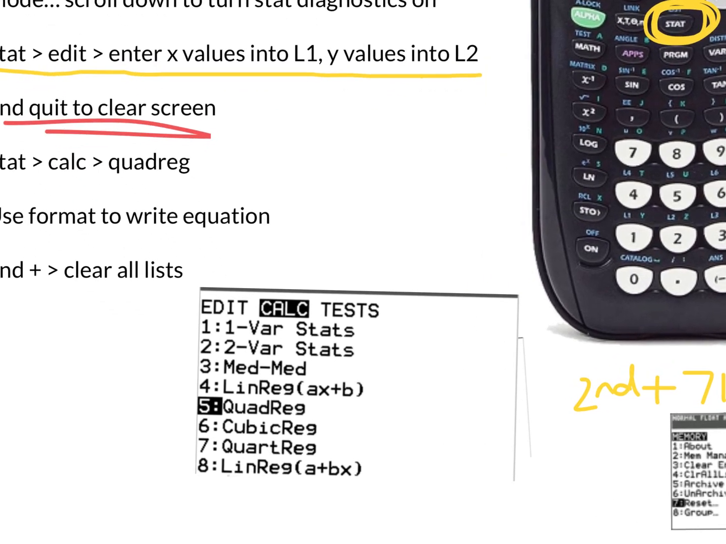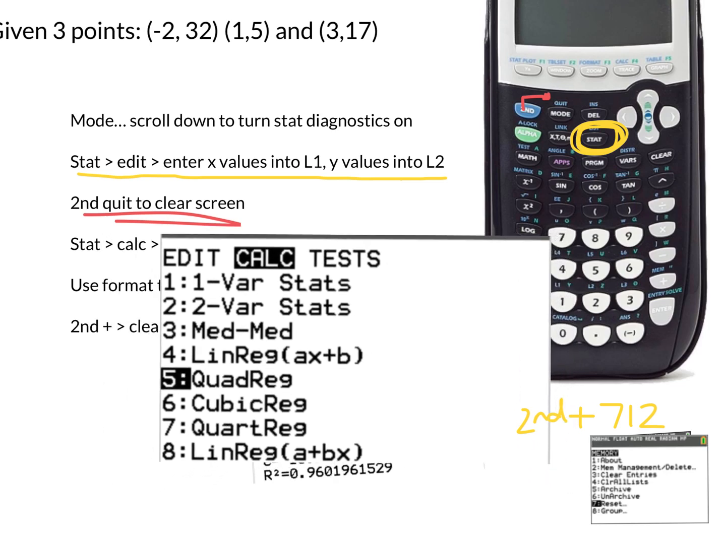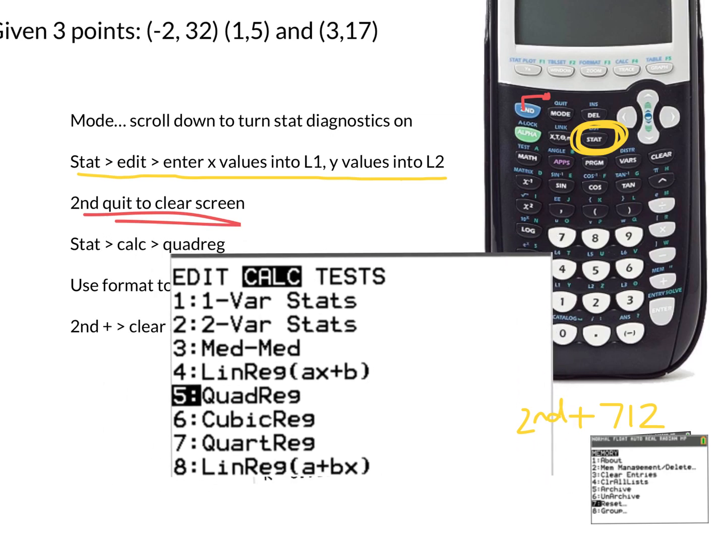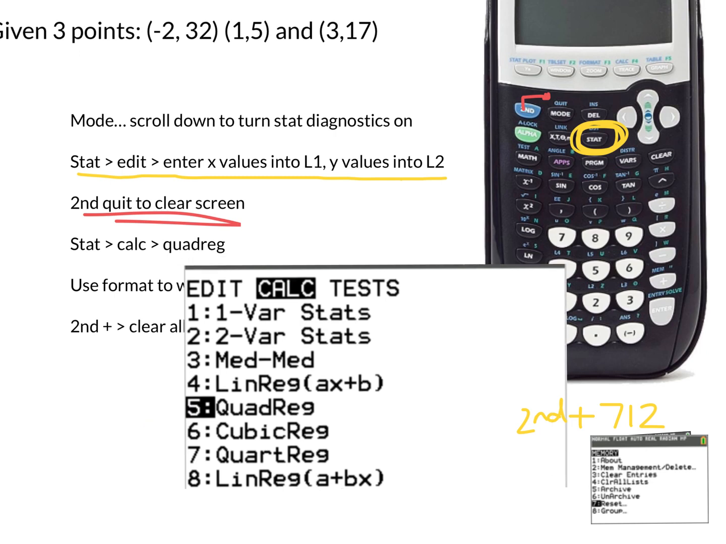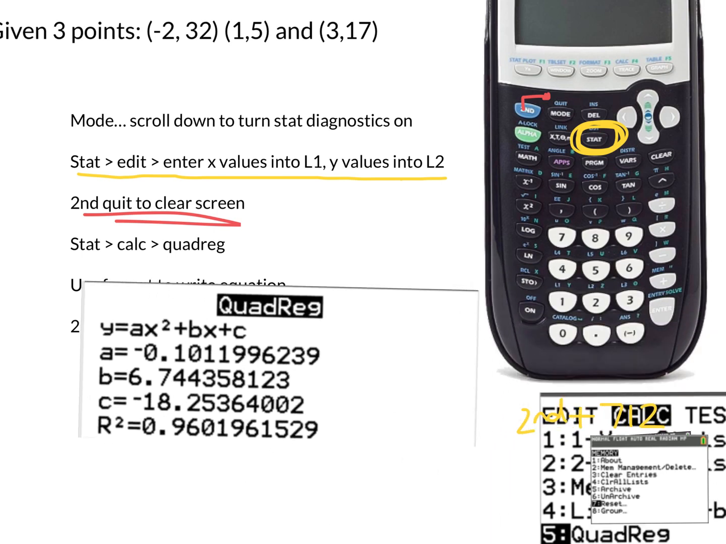Now you should be looking at a screen that looks like this. Notice the calculate menu is over here, to the right. And then quad reg, in this calculator, looks like option 5. I'm pretty sure for most of them it's going to be option 5. And now it's going to ask you a series of questions, and you're just going to hit enter on those to verify that all the settings are correct. And it should give you an output that looks something like this.